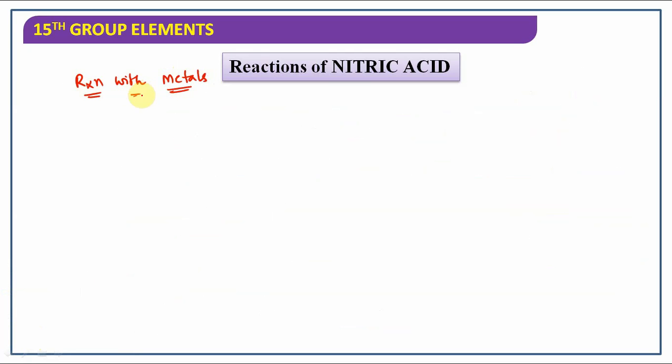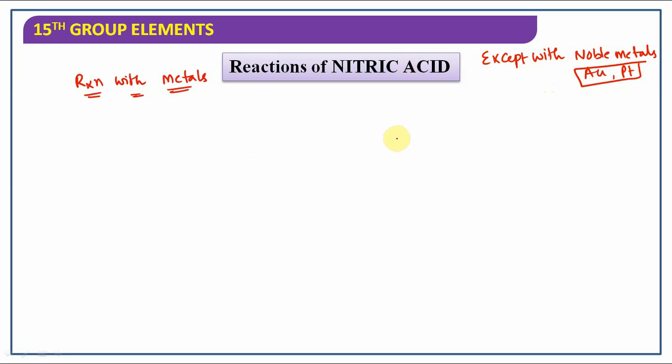We are going to talk about the second reaction, that is reaction with metal. Children, nitric acid reacts with most of the metals, except with noble metals. Noble metals means like gold and platinum. It cannot react with gold and platinum.